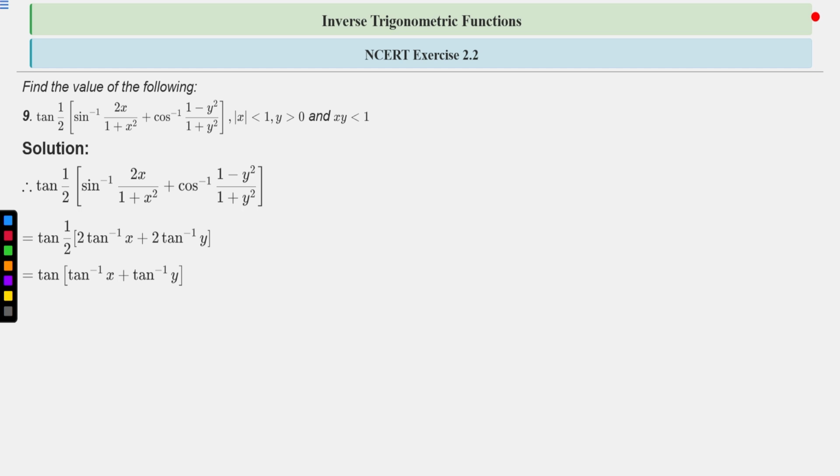Now we can further simplify this to tan of tan inverse x plus tan inverse y. And now we know the formula of tan inverse x plus tan inverse y, right? Therefore, we can write tan of tan inverse of x plus y upon 1 minus xy, right? And we know that tan of tan inverse of x plus y upon 1 minus xy will become x plus y upon 1 minus xy. So the correct answer will be x plus y upon 1 minus xy, right? Clear?